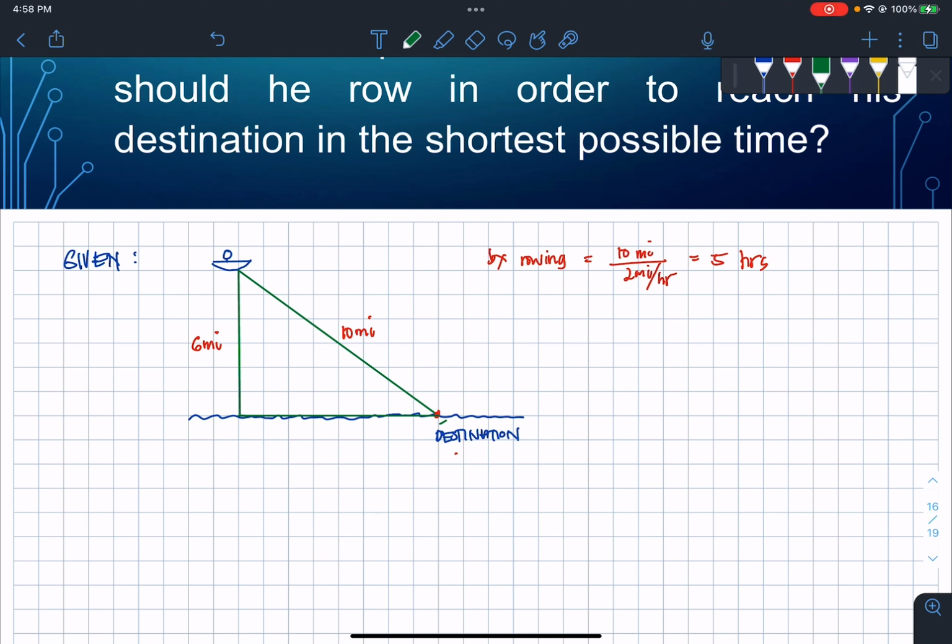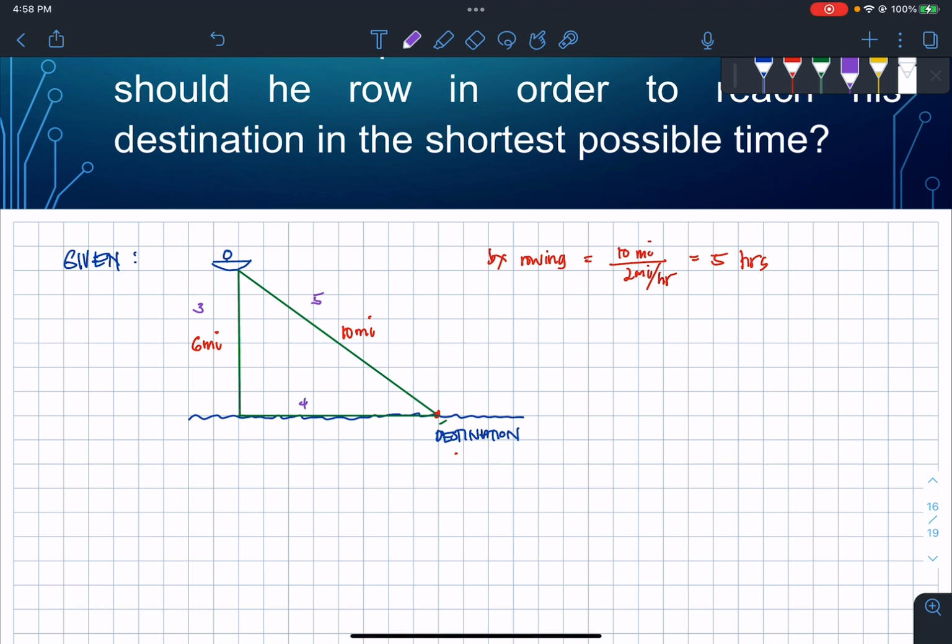So by the way, if we look at this, this is 5 miles. It's similar, no? And then this would be 3. So divided by 2, 10 divided by 2 is 5, and 6 divided by 2 is 3. So therefore, this is a 3, 4, 5 triangle.